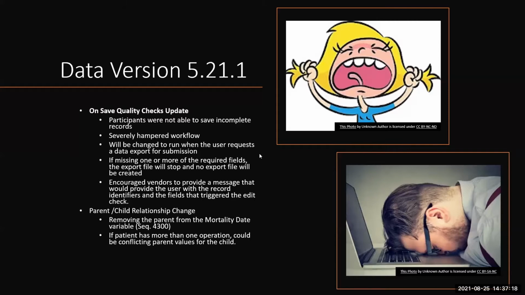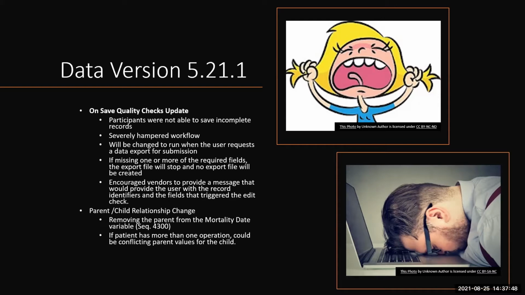All right, let's hop into our data version 5.21.1 update. As we discussed on our last webinar, and as I've heard from many of you, the on-save quality checks that were initiated were obviously not working. Well, they were working very well, but participants were not able to save incomplete records. We heard from you all, it severely hampered your workflow. That was not our intention.